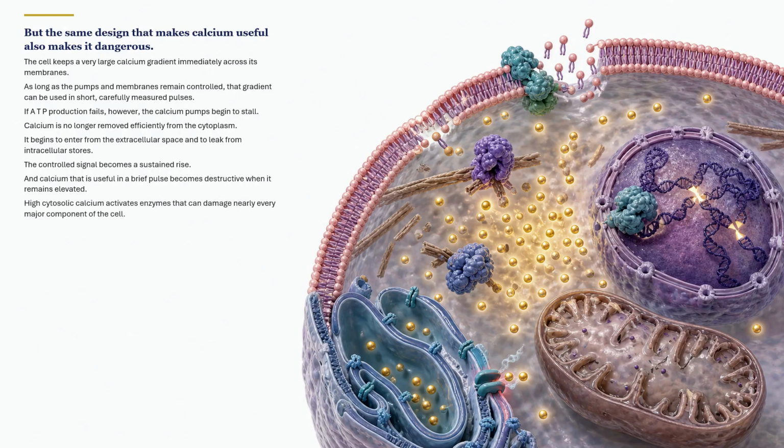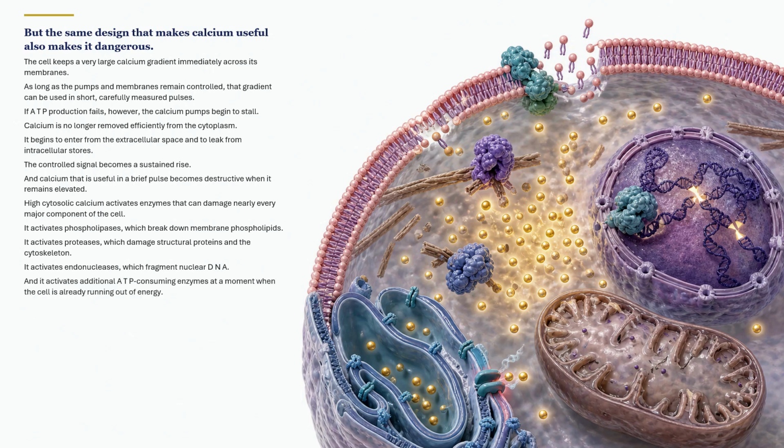High cytosolic calcium activates enzymes that can damage nearly every major component of the cell. It activates phospholipases, which break down membrane phospholipids. It activates proteases, which damage structural proteins and the cytoskeleton. It activates endonucleases, which fragment nuclear DNA. And it activates additional ATP-consuming enzymes at a moment when the cell is already running out of energy. Calcium can also worsen mitochondrial dysfunction, reducing ATP production even further and accelerating the progression toward irreversible injury.